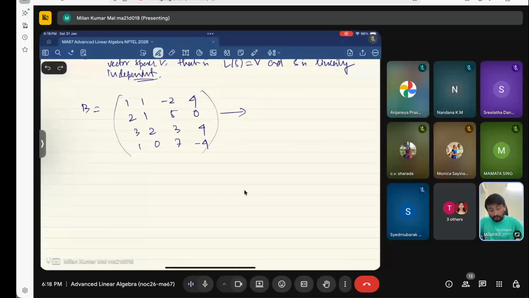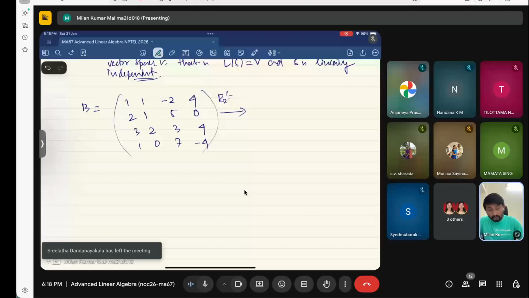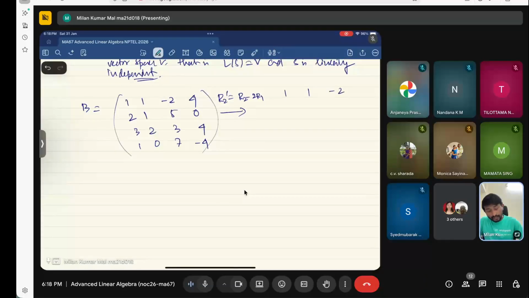Now, what is the target? To make all other entries in that column 0. How to do that? Write row 2 dash equals row 2 minus 2 row 1. Let us keep row 1 as it is. So this will be 2 minus 2, that is 0, and 1 minus 2, that is minus 1, 2 minus 4, that is minus 2, 9, and minus 8.